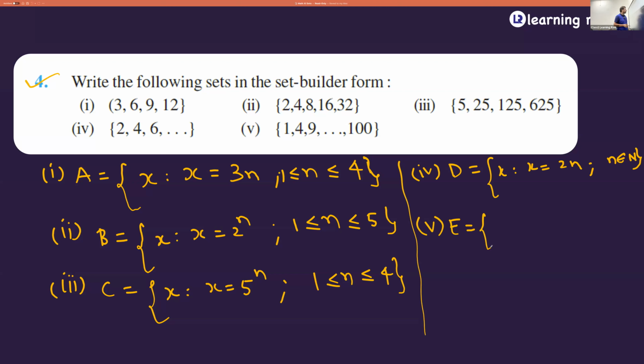E is equal to x such that it is n square, where n belongs to capital N and n is less than or equal to 10. Right? Or the other way of writing this is n is greater than or equal to 1, less than or equal to 10. Both are right. If you write this, that is not needed. Am I clear?